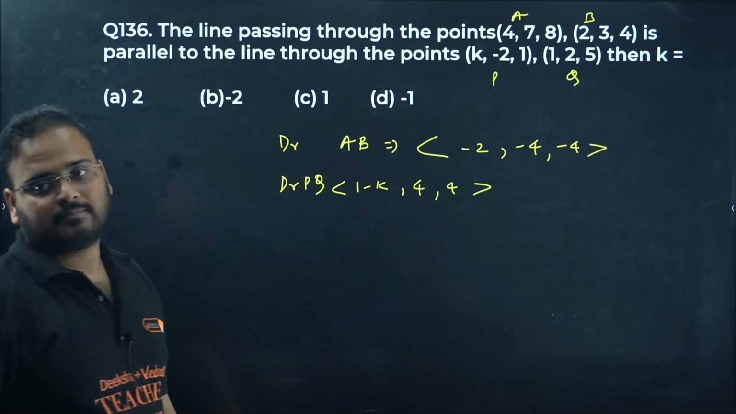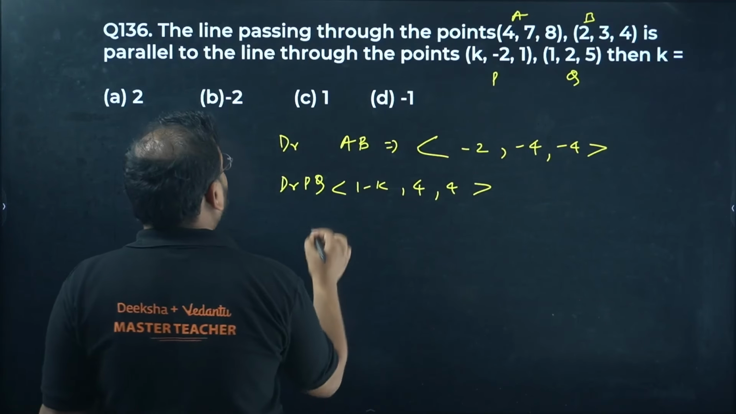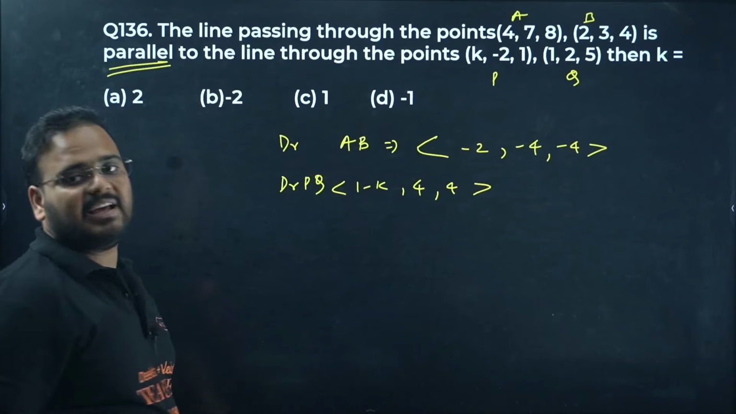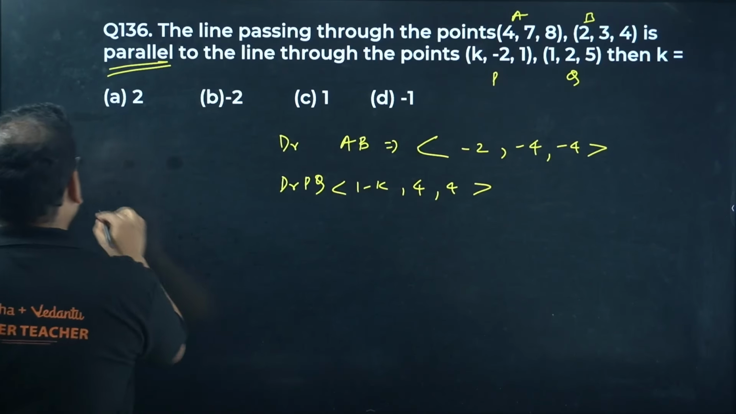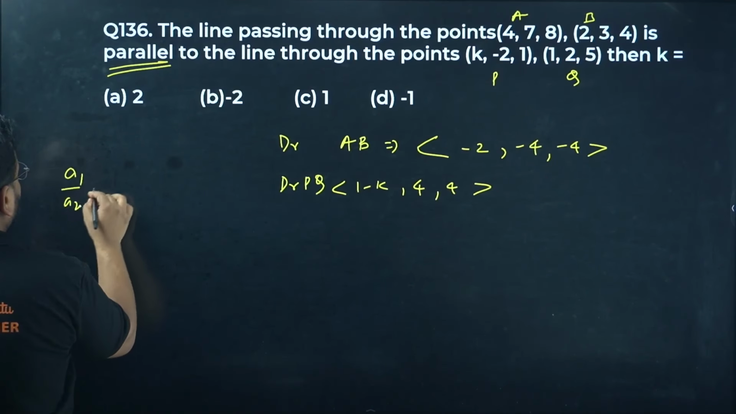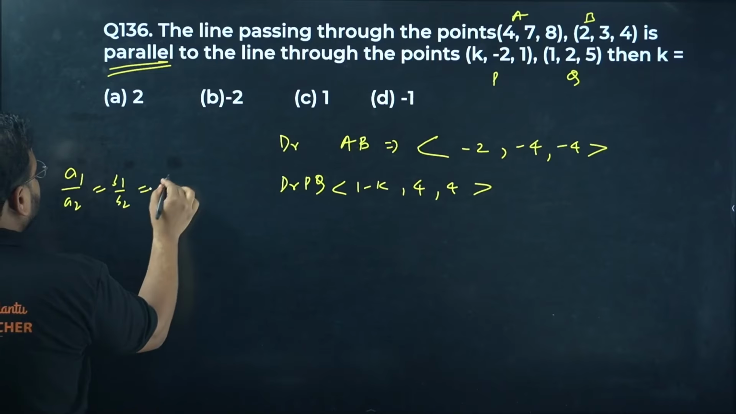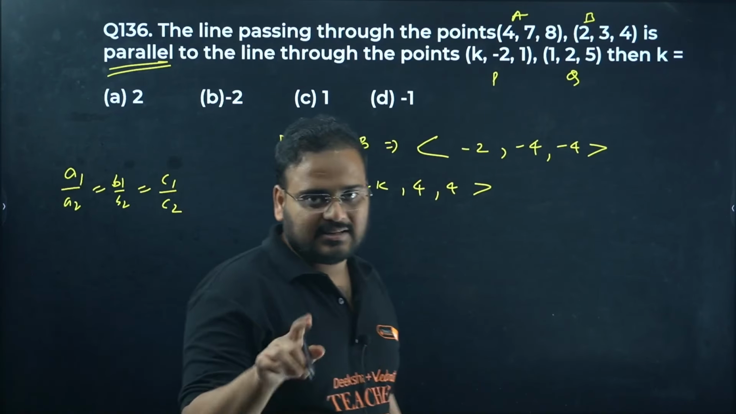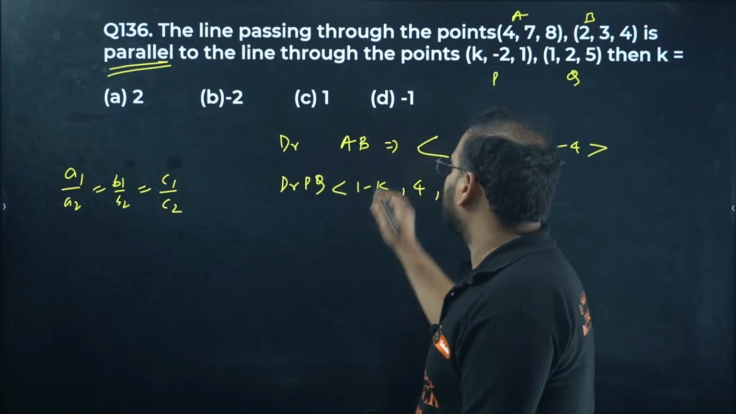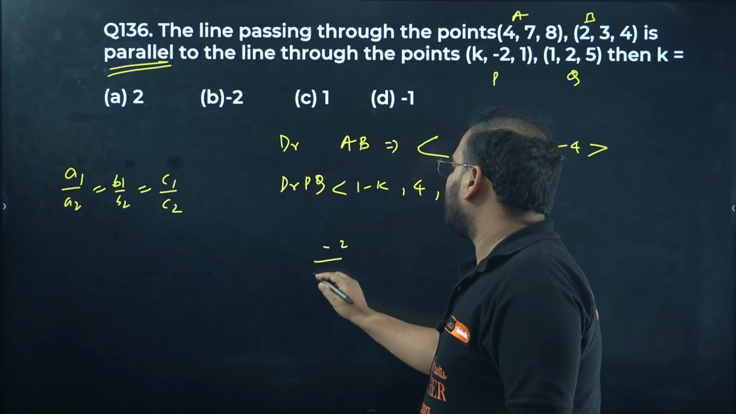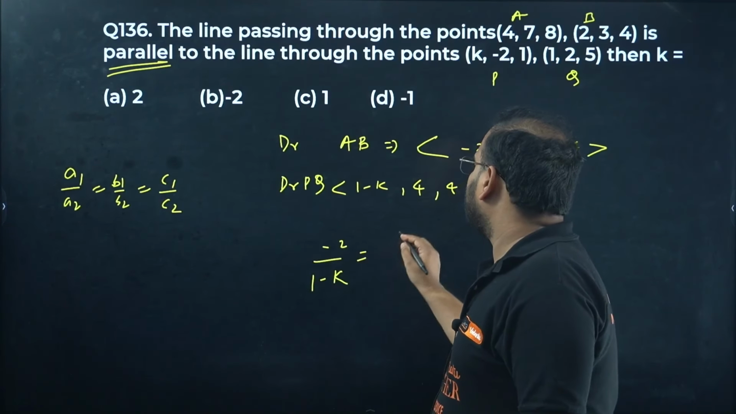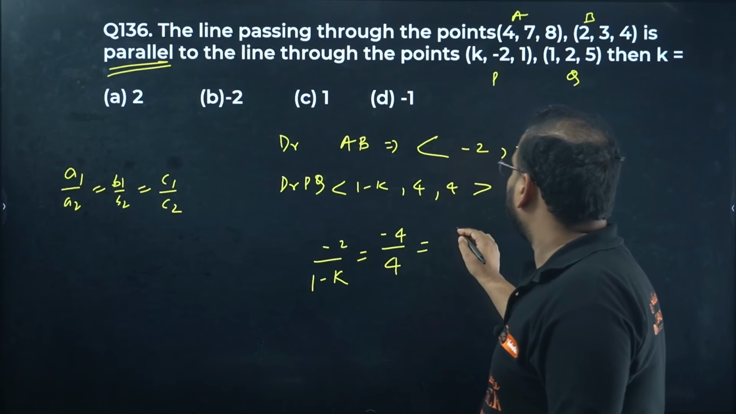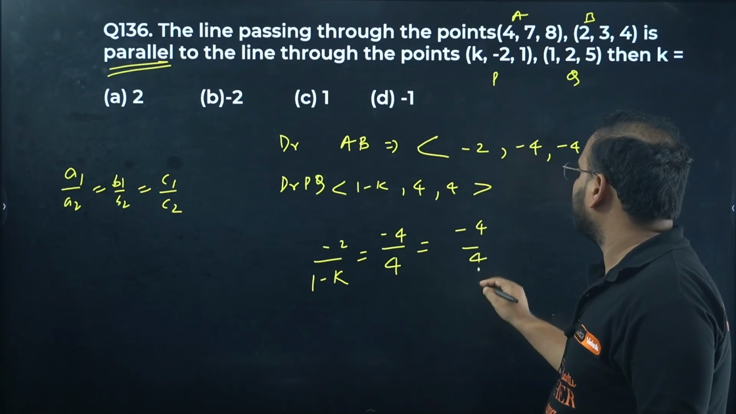Correct? They should be proportional, because they are given as parallel. It means their DRs will be proportional. The property is A1 by A2 equals B1 by B2 equals C1 by C2. That's the property of parallel lines in case of direction ratios. So compare minus 2 upon 1 minus k should be equal to minus 4 upon plus 4 and minus 4 upon plus 4.